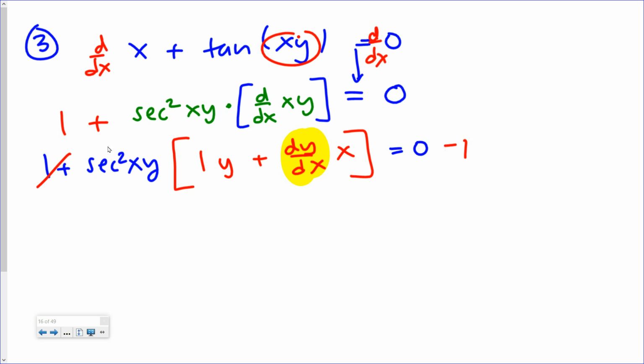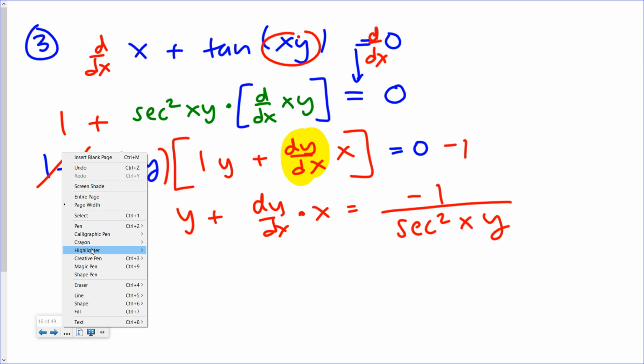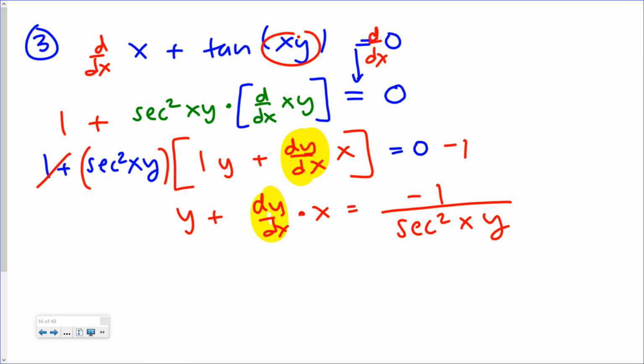Divide by secant squared xy. Do you see that these are all just factors here? This is a factor and the red is a factor. So what you do is you'd say y plus dy dx times x is equal to -1 divided by secant squared xy. All right, still working on it though. Still trying to isolate this dy dx.